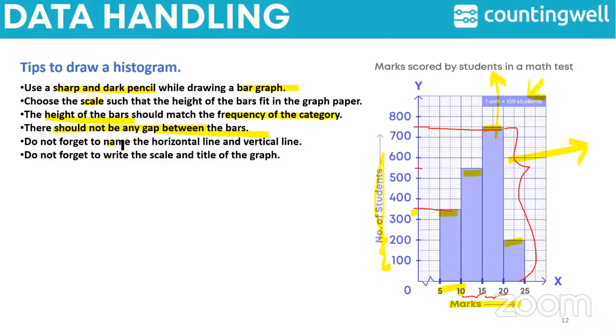Also, you have to name the graph, or give a title to the graph, and also mention the scale. Here the scale is 1 unit equals 100 students. You have to mention it in the graph. And the title of the graph is important. It is nothing but the graph of marks scored by students in the maths test.